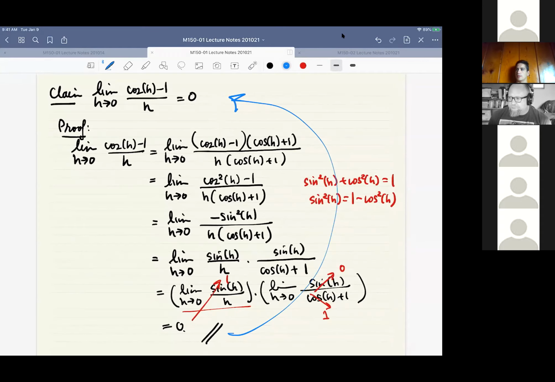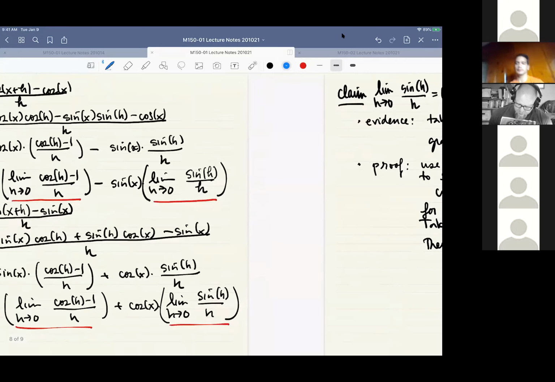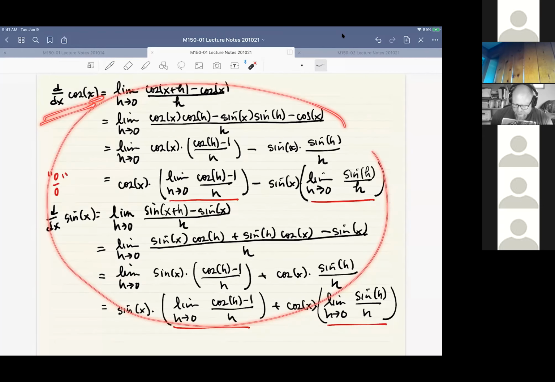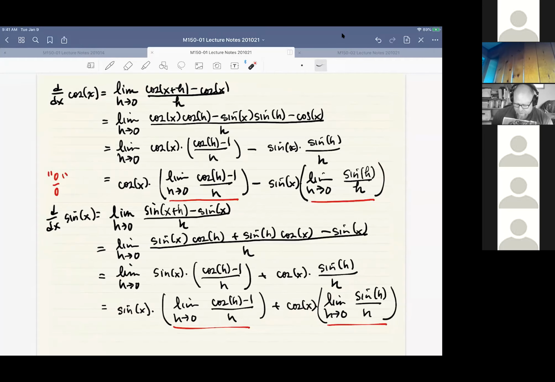Any questions about this? All right, and so here's why I'm showing this to you. Let's go back here. I did all these calculations. We're trying to figure out what the derivative of the cosine is and the derivative of the sine is. And here are those pesky limits. Well, I just proved, I'll do this in green, that this limit is 1 and that this limit is 0.